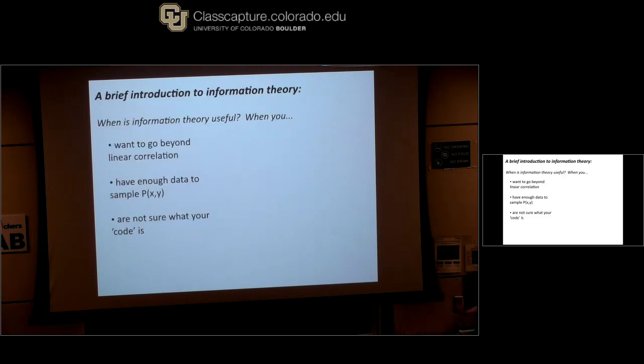When is information theory useful? Information theory is just a way of saying I want to characterize the generalized correlation between two variables. And that's all it is. You can think about it as a correlation. So when you want to go beyond linear correlation, you better have enough data to sample. If X and Y are your stimulus and response, you need to have enough data to sample that joint distribution fully because you're not making any compromises about making a model of that.